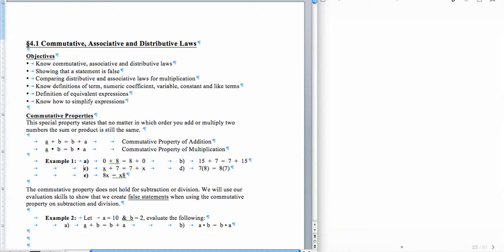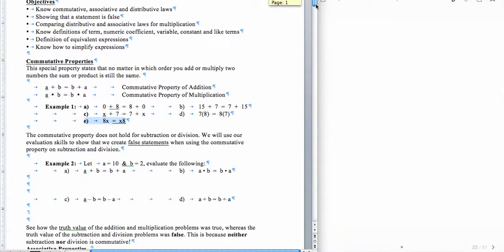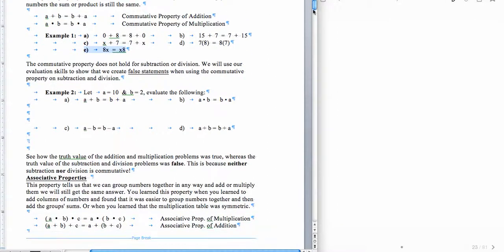Now it's actually the part C here and the part E here that we're going to be using in algebra, because we want to know that x plus 7 is the same as 7 plus x, and 8 times x is the same as x times 8. And then what we're going to do is combine this commutative property with another property that is called our associative property.